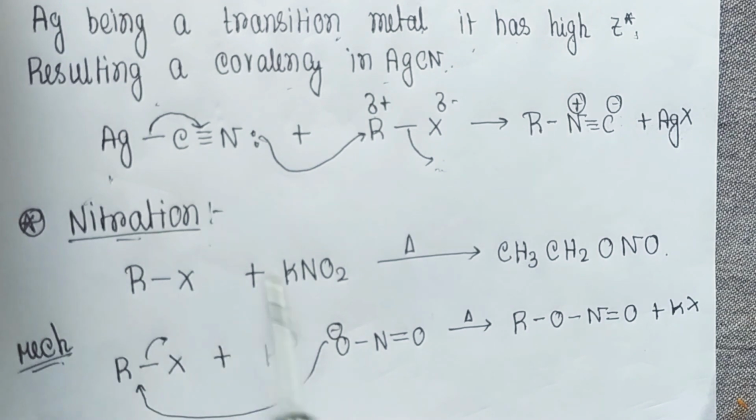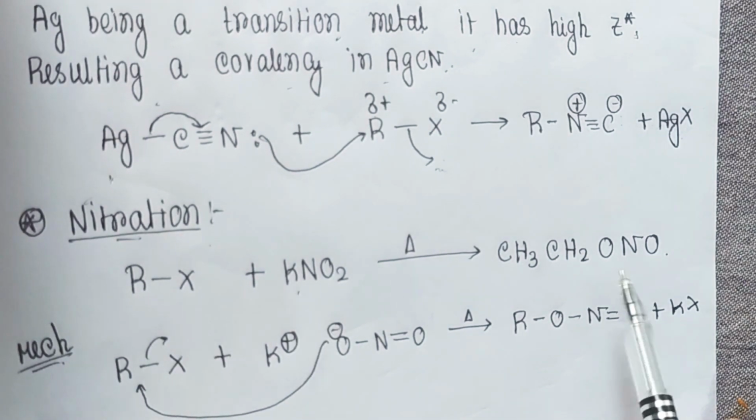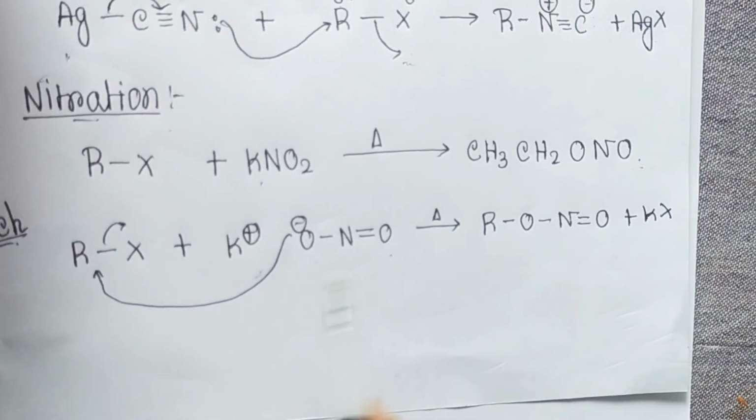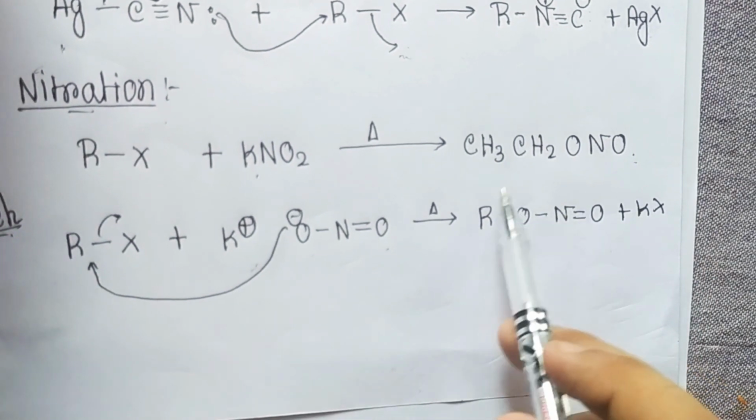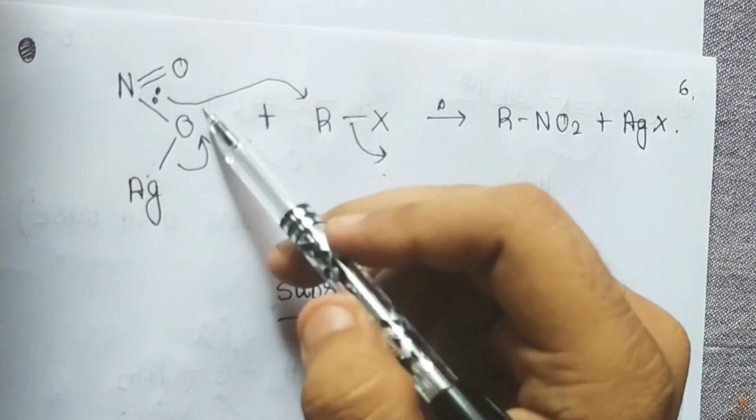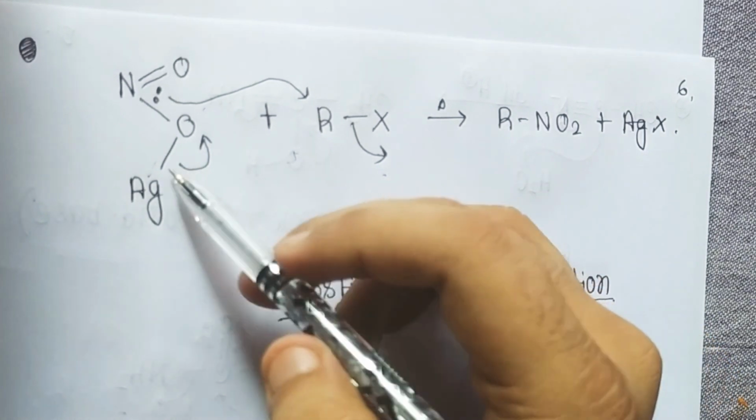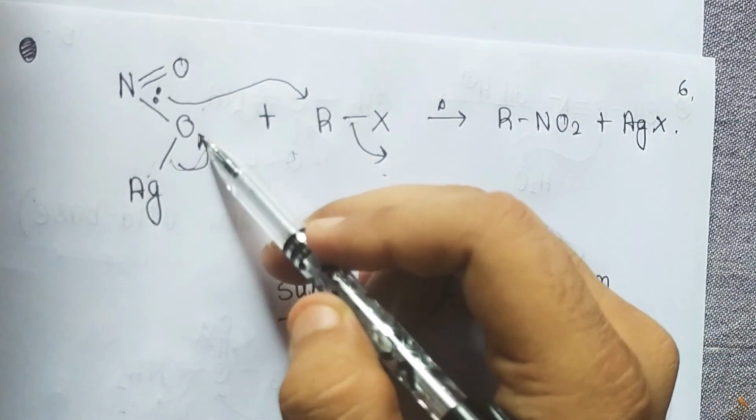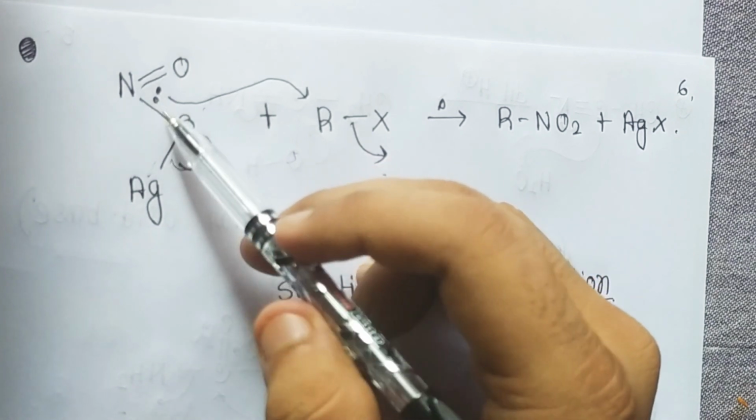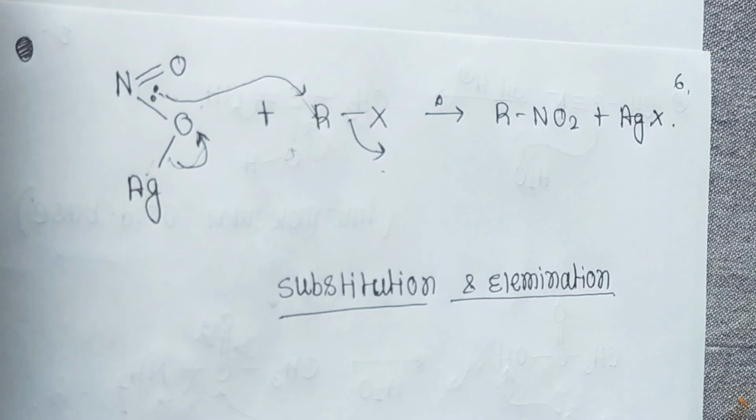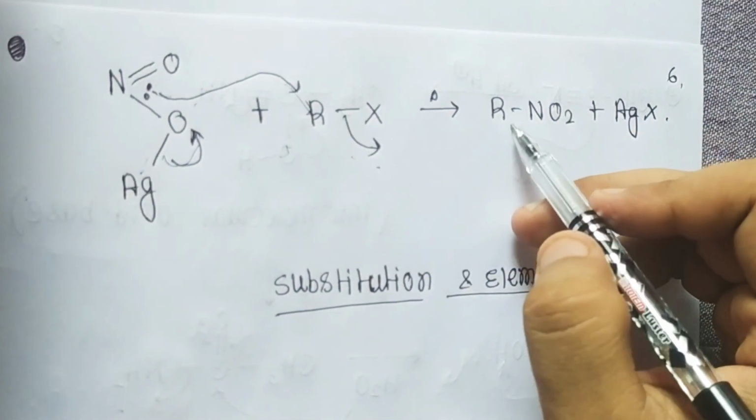Similarly, for nitration, if you use KNO2, you would get R-ONO, because KNO2 exists like this, K plus, ONO minus. So you would get R-ONO as a product. But if you use AgNO2, AgNO2 is like this. So if you use AgNO2, then as this bond breaks and comes over to oxygen, this lone pair of nitrogen attacks the R. Okay, this is the same mechanism and gives us RNO2.